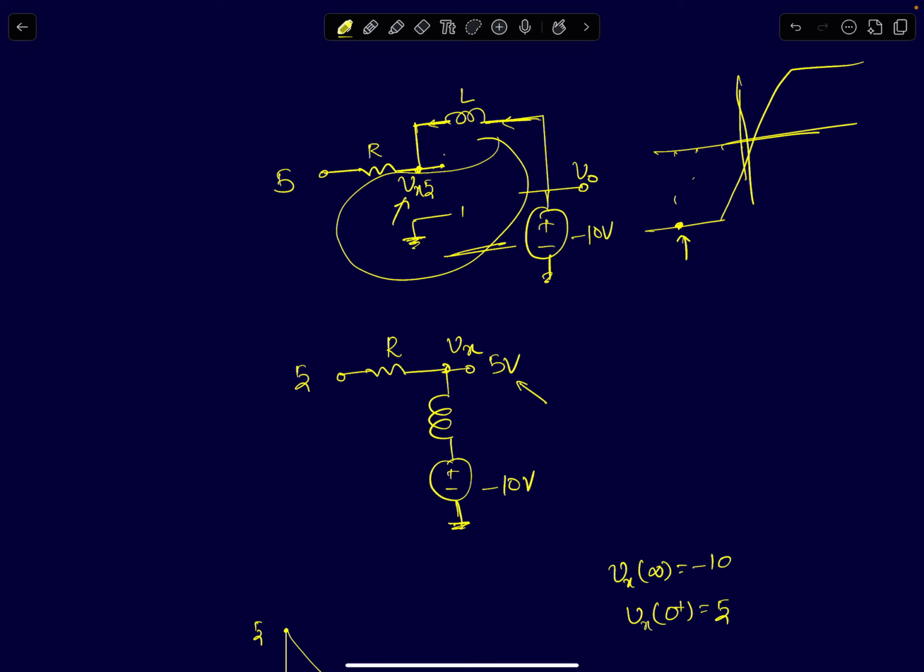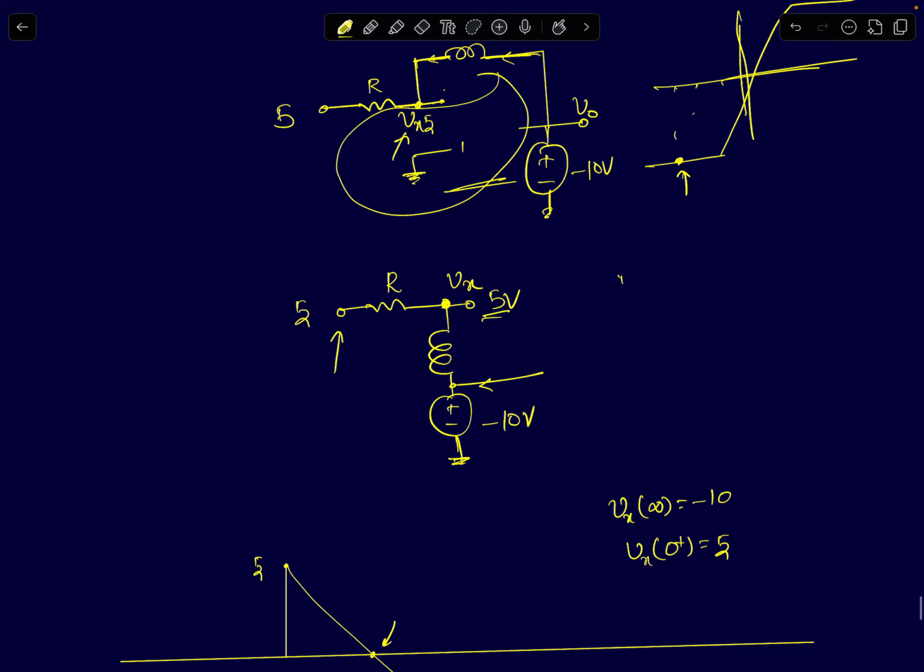So the input voltage is now at 5 volts. The op-amp's output is at minus 10 volts, connected to one of the inductor terminals. This common terminal, the inverting terminal, is at 5 volts right now. Since this is a simple first order RL circuit, we can easily find out what the voltage Vx will be for all time. We know the initial voltage is 5 volts. That's what I've written here.